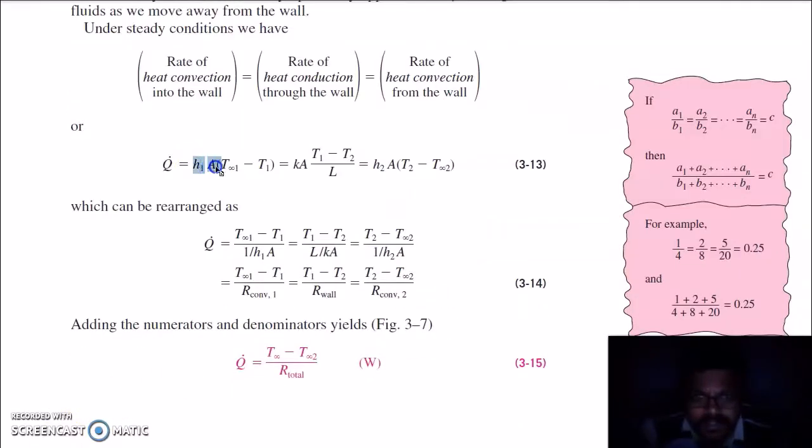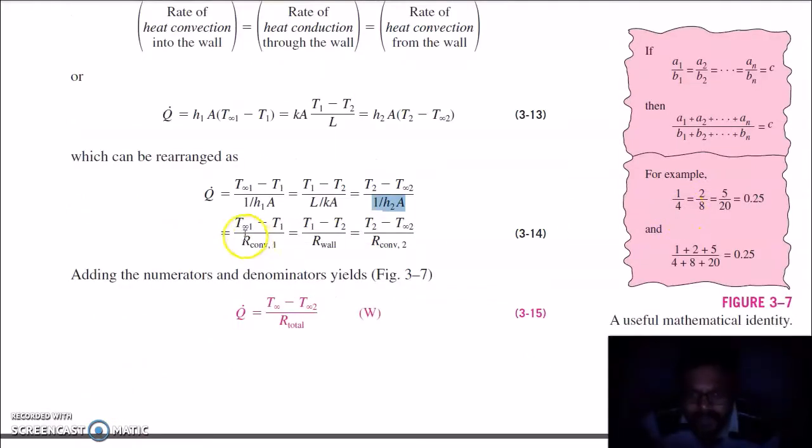So taking this term below in the denominator, this is your convection resistance 1, this is the resistance in the wall, this is convection resistance 2 on the other side of the wall. Now we got this equation here. You can take this example.